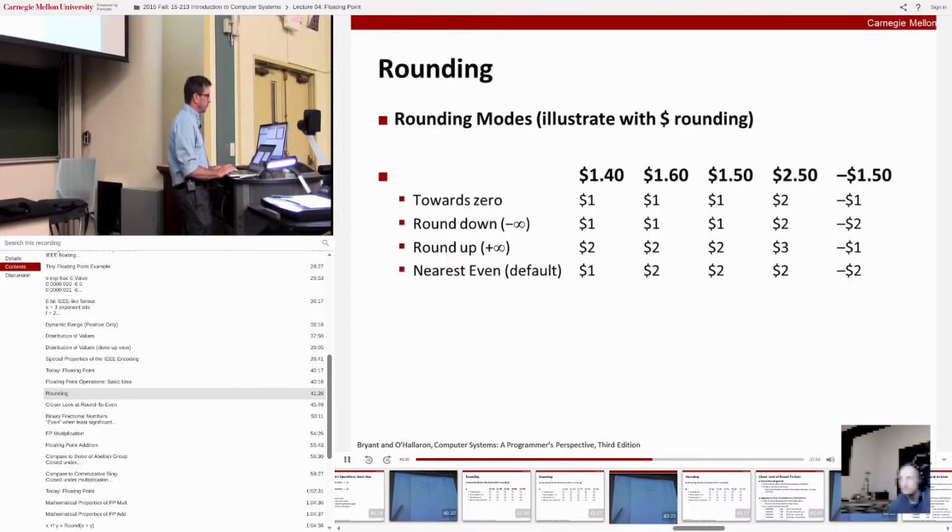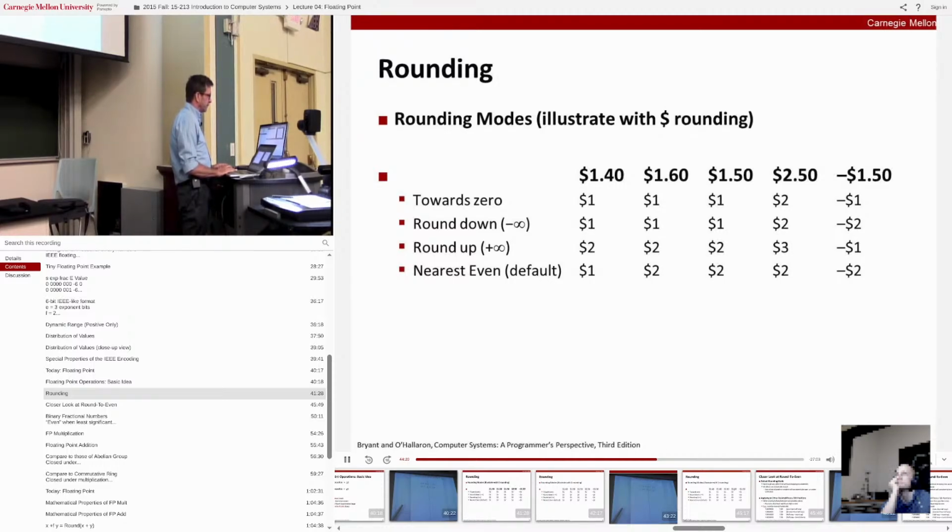Let's look at rounding towards 0. We'll use dollars, so we want to round to the nearest dollar. Towards 0, you just round towards 0. So $1.40 would go to 1, $1.60 would go down to 1, $1.50 to 1, $2.50 would go to 2, and negative $1.50, you round towards 0, so that would be negative 1. Round down towards negative infinity is similar. The only difference is that for negative $1.50, you'd round towards negative infinity, which would be minus 2. Rounding up is symmetric to round down.